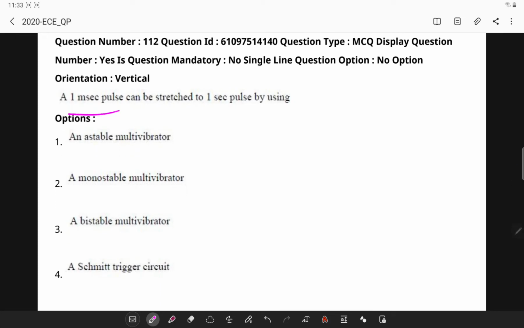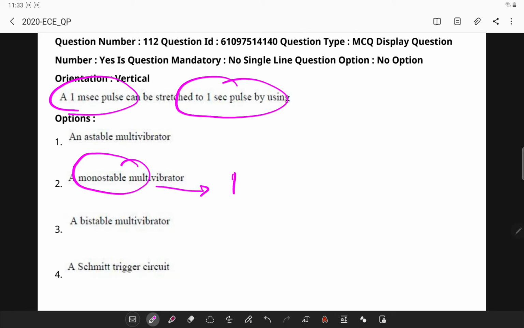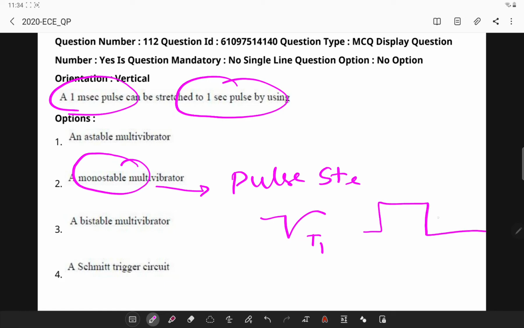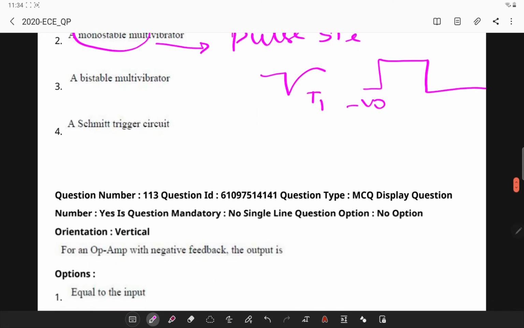Next, a 1 millisecond pulse can be stretched to a 1 second pulse by using, remember, a monostable multivibrator, which is also called a pulse stretcher. So if you give an external trigger, you will get a waveform something like this. So you can extend the pulse using a monostable multivibrator.